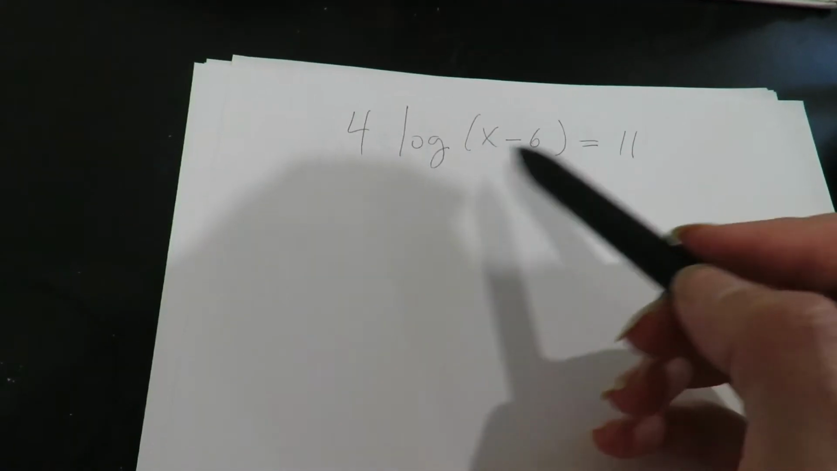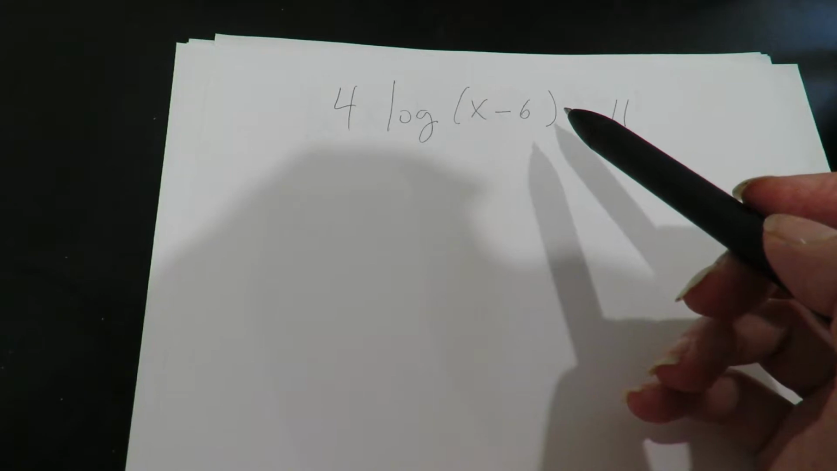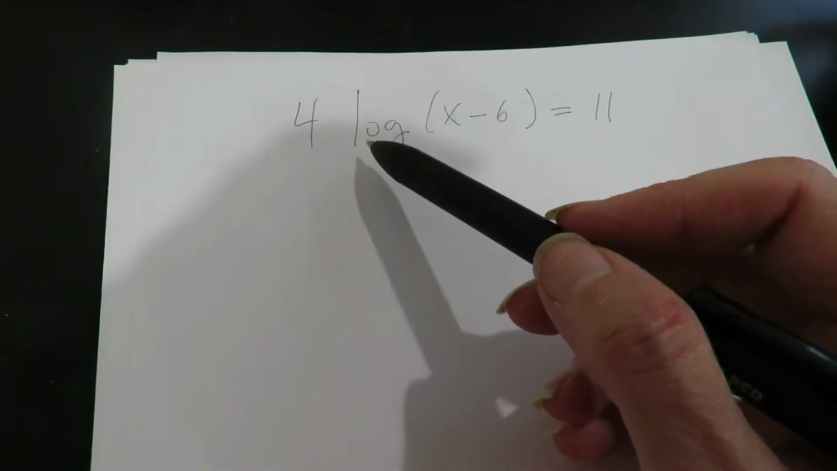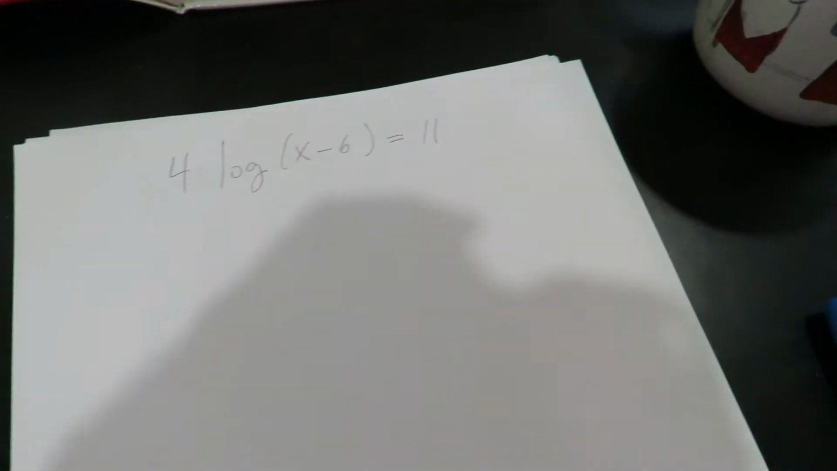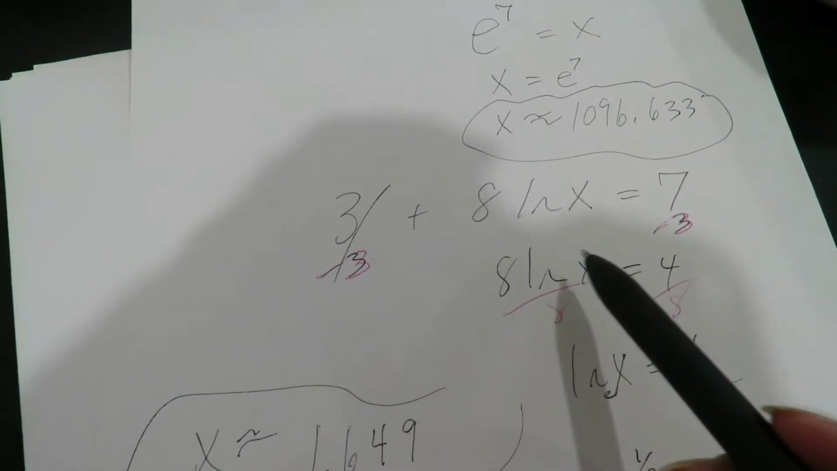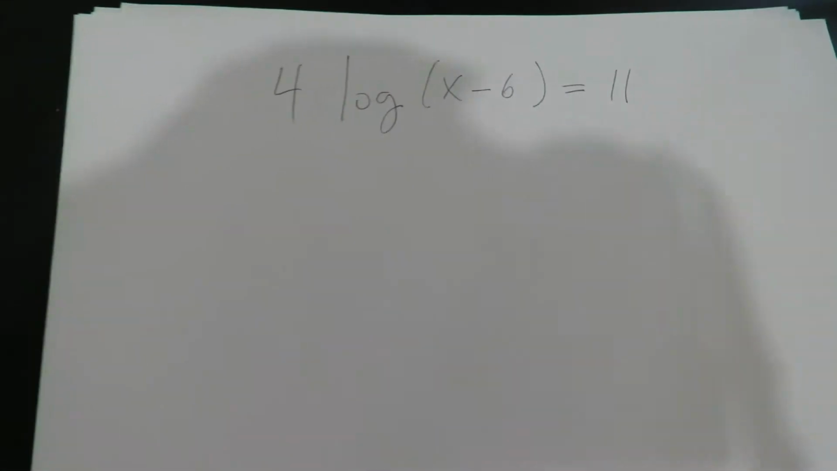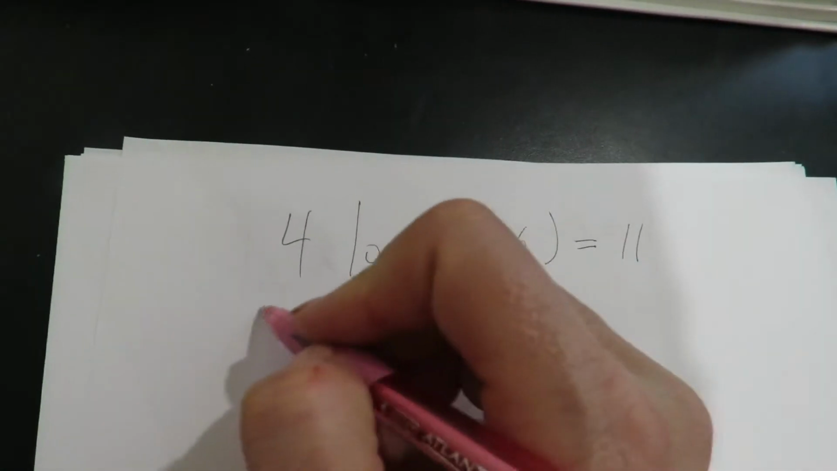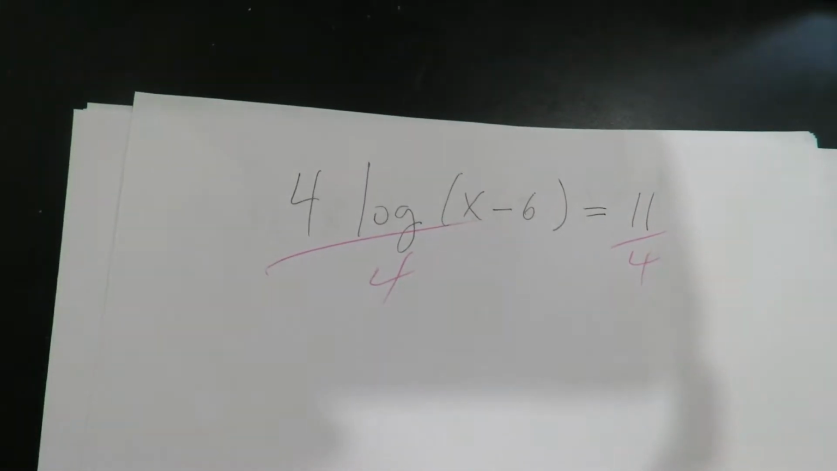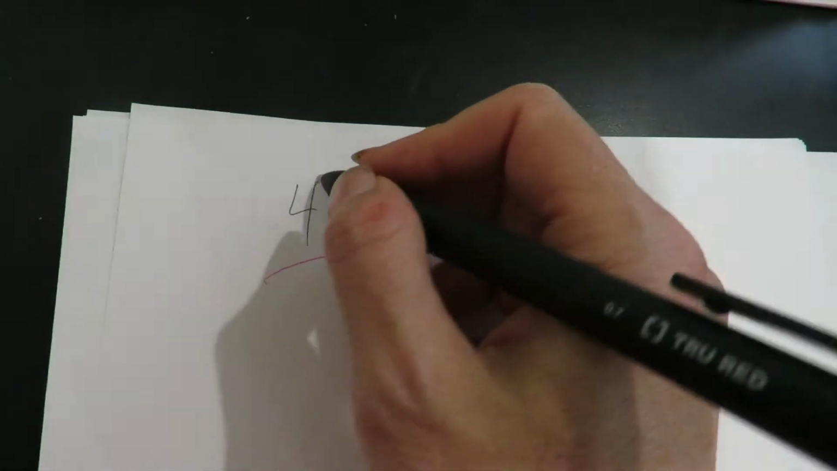And the reason why I picked this, even though it's really similar to the other two, is that if you notice, this isn't an ln. This is a log. So this isn't a natural log. This is a common log. Okay, so the math's just a little bit different here. So again, isolate.